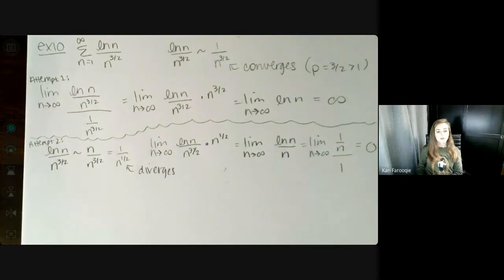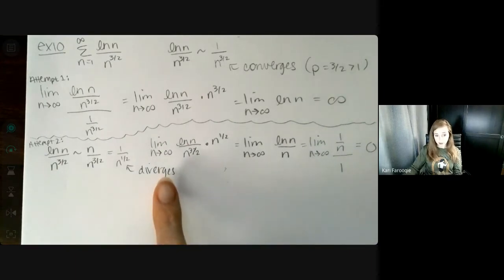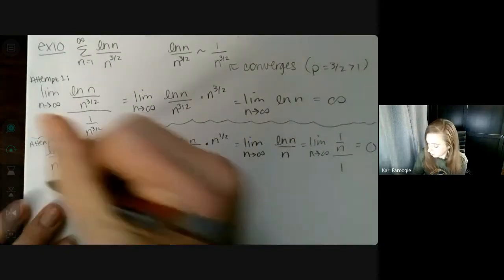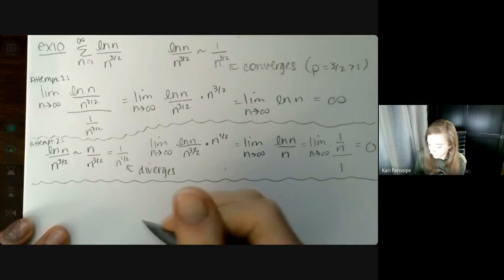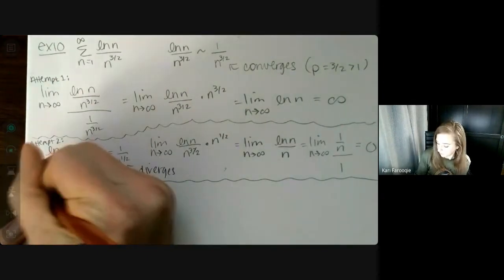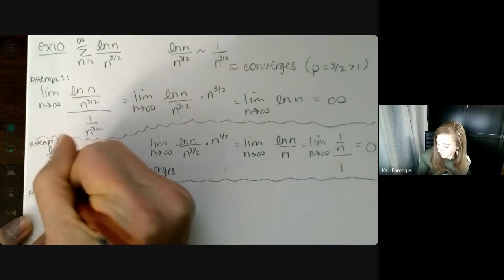Okay, so this is not going to work for us. The limit needs to be either infinity or positive infinity in order for us to get a conclusion of diverges. So we're going to need a different comparison series. Attempt 3. Third time's a charm.